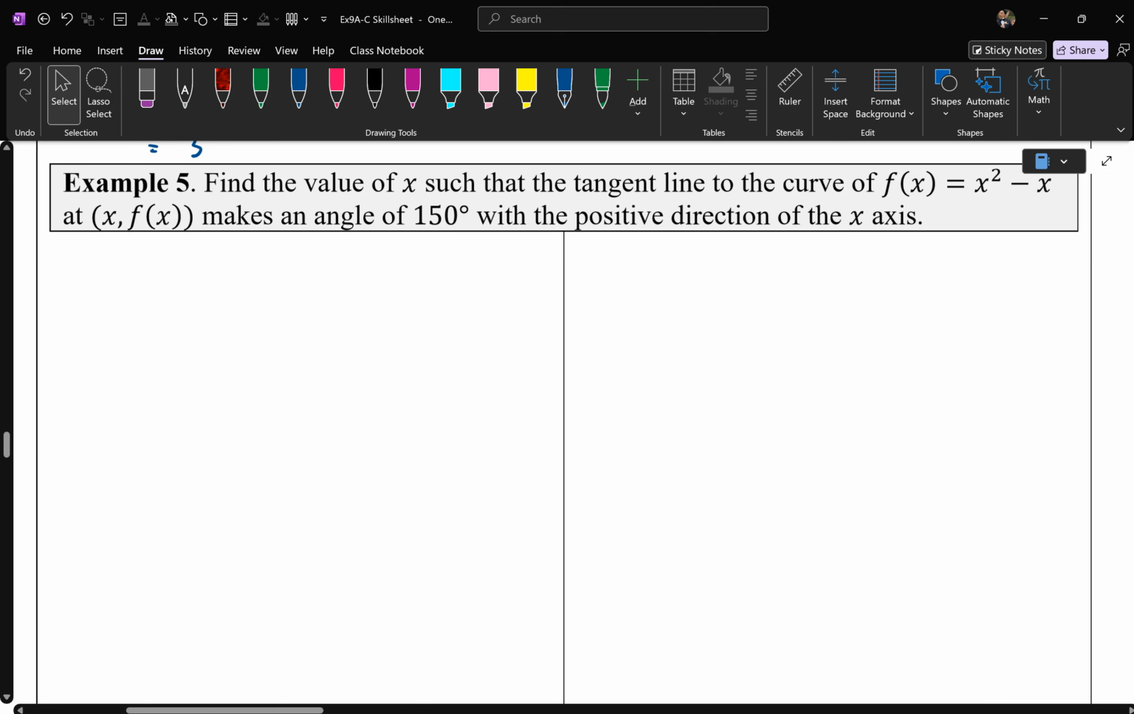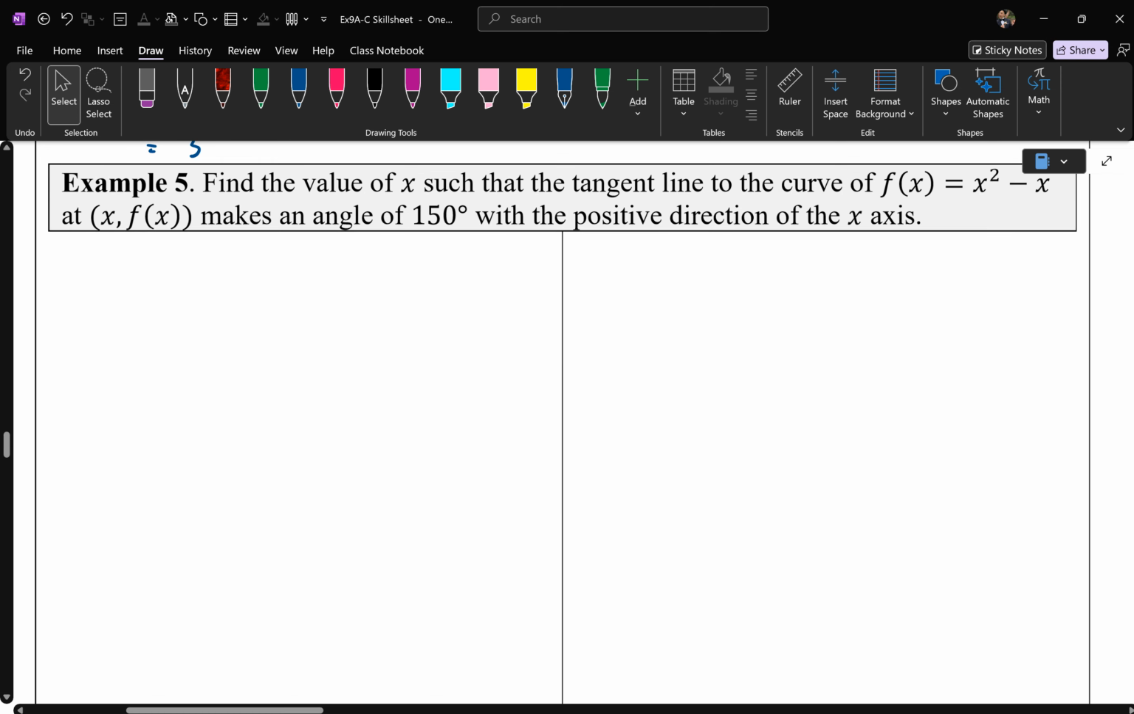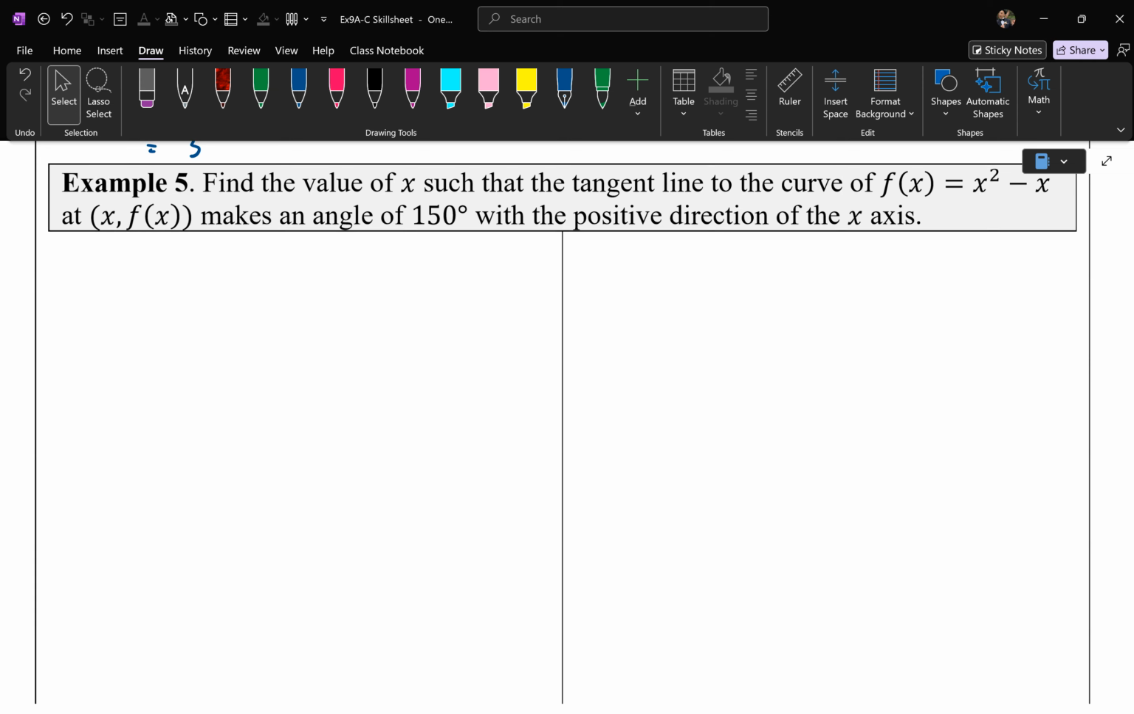Example 5, which should be example 4. Find the value of x such that the tangent line to the curve f of x equals x squared minus x makes an angle of 150 degrees with the positive direction of the x-axis. Sounds complicated. What am I asking?